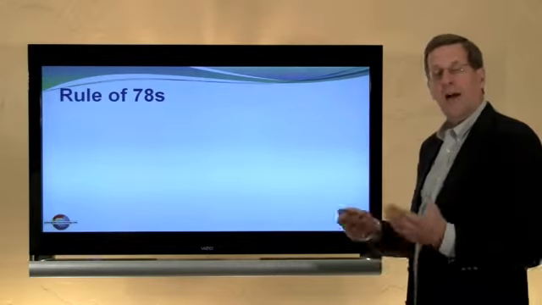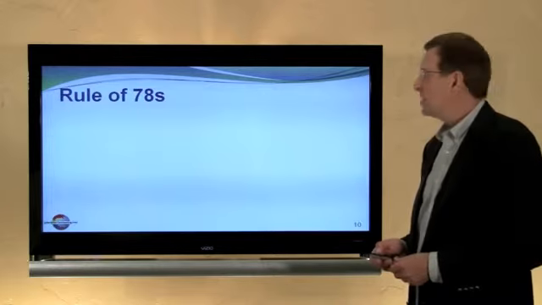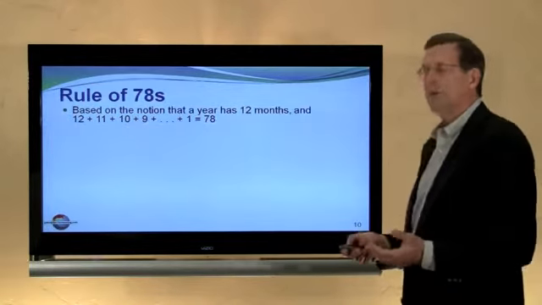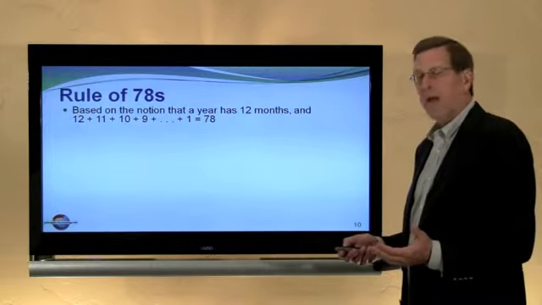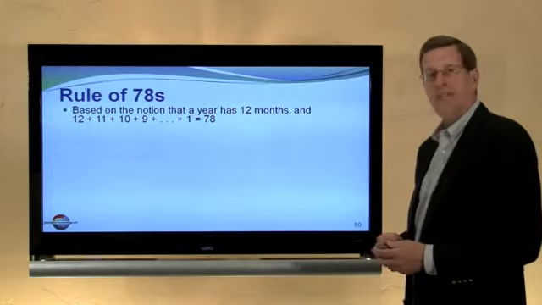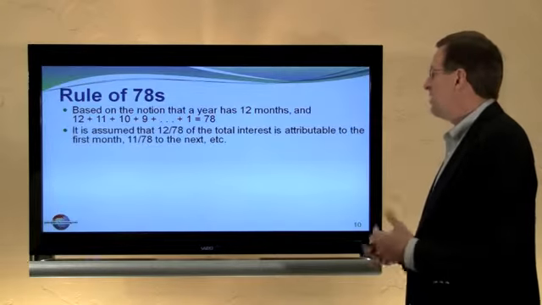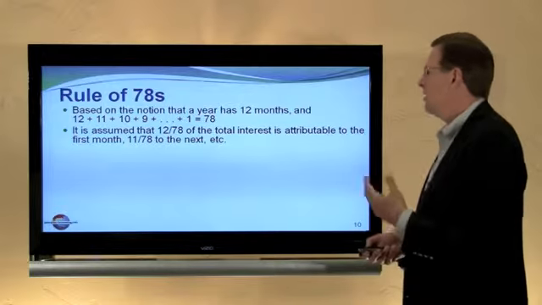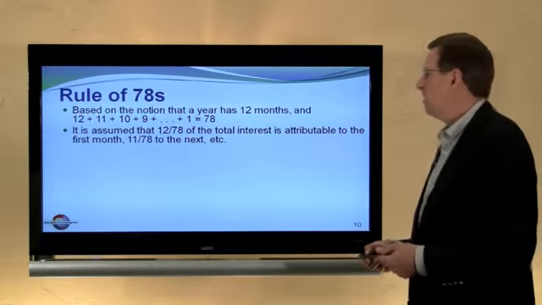There's another method of allocating interest called the rule of 78s that you really should try to avoid. It's based on the notion that a year has 12 months, and the sum of 12 plus 11 plus 10 plus 9, etc. through 1 equals 78. Under the rule of 78s, we would take the total interest and allocate 12 78ths of it to the first month, 11 78ths to the next month, and so forth.